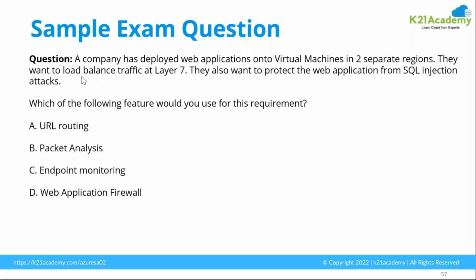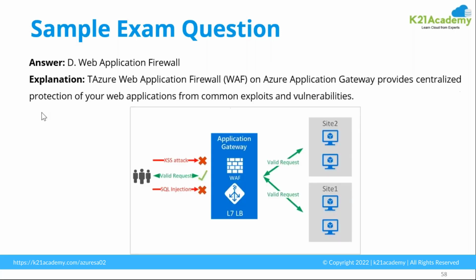So here you will be going with layer 7. So this is the hint: load balance traffic at layer 7. So automatically it will be a web traffic load balancer, that is your Application Gateway, and this functionality will get your job done over here. It provides centralized protection for your web application from common exploits and vulnerabilities. Yeah, guys, it was a trick.